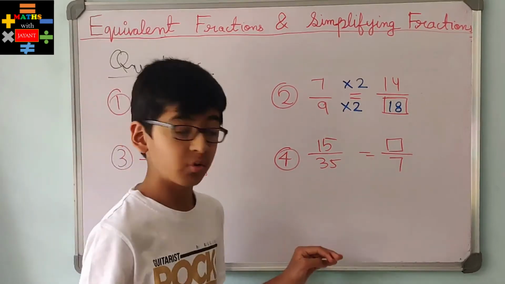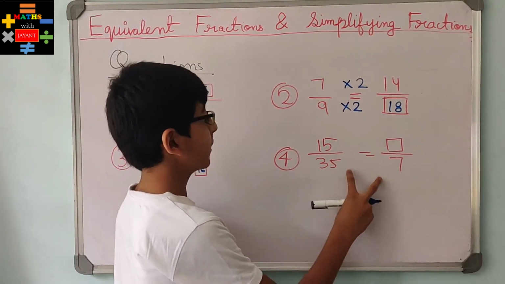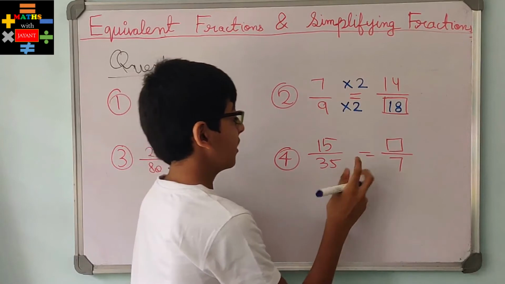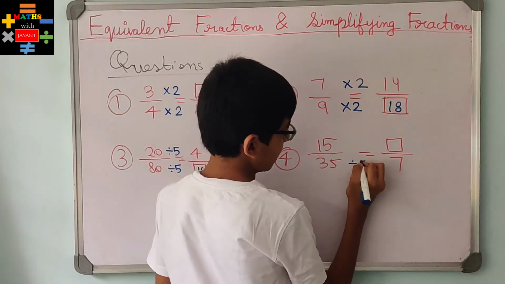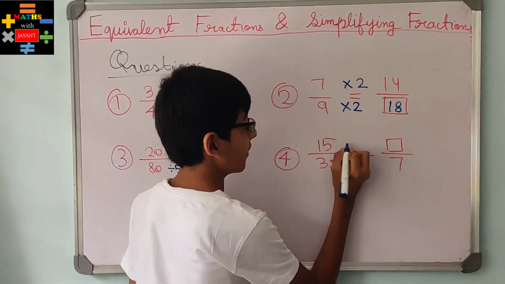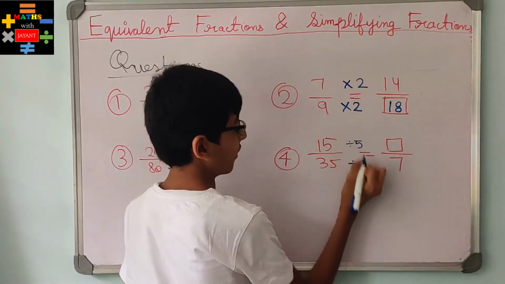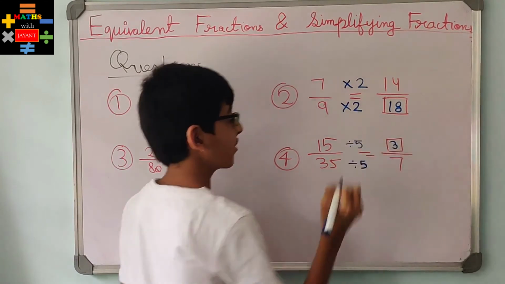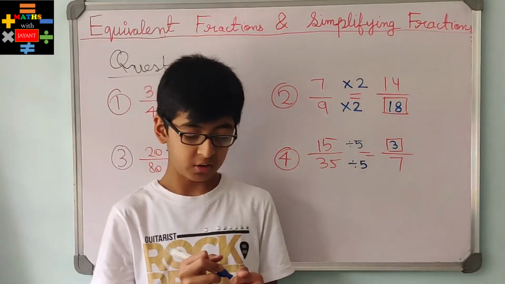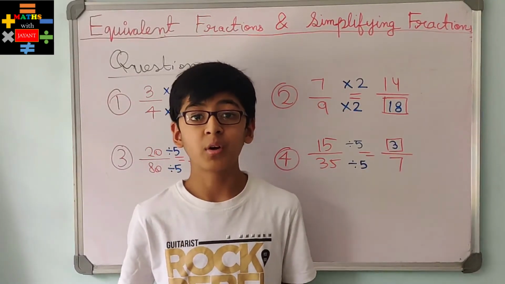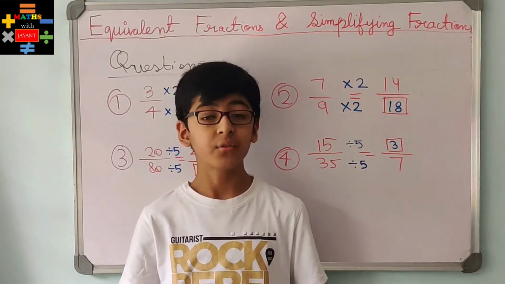Let us solve our next one. Over here we have both the denominators, 35 and 7. This is smaller, so we will divide something to 35 to get 7. 35 divided by 5 gives us 7. So 15 divided by 5 we have to do. 15 divided by 5 is 3, and so like this we found the missing number. So now we have learned how to do this. Now let us move on to our next part for equivalent fractions.